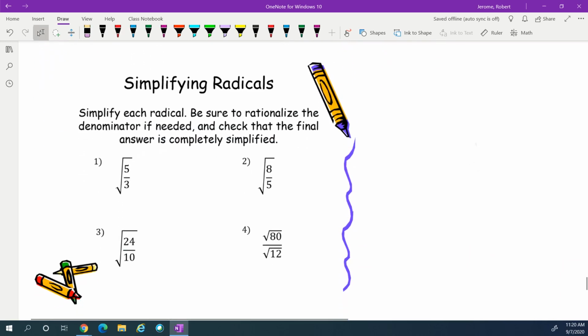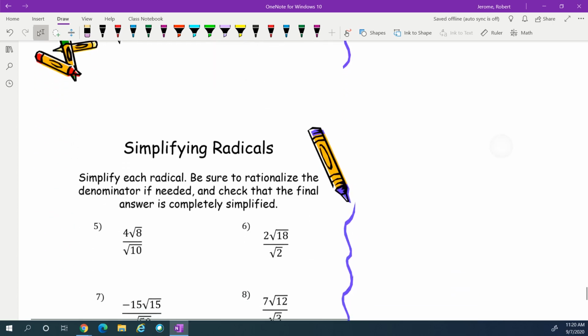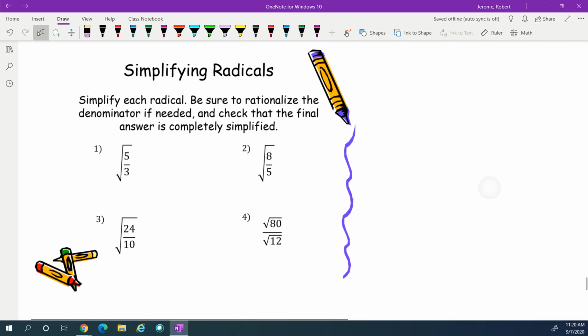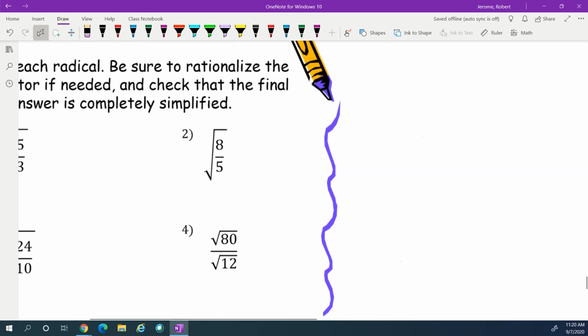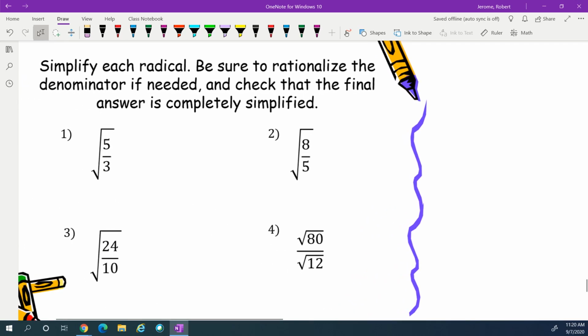Okay, so now we have to talk about rationalizing the denominator. And I'm going to step us through a couple of these. So let me make this a little bit bigger. Let's look at number 1. 5 over 3, I can't reduce it. The first thing I'm going to do is split it up. Square root 5 over square root 3. And now we have a problem. We're not allowed to leave that radical in the denominator.